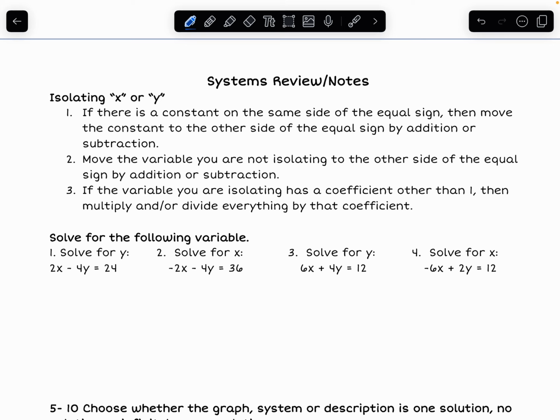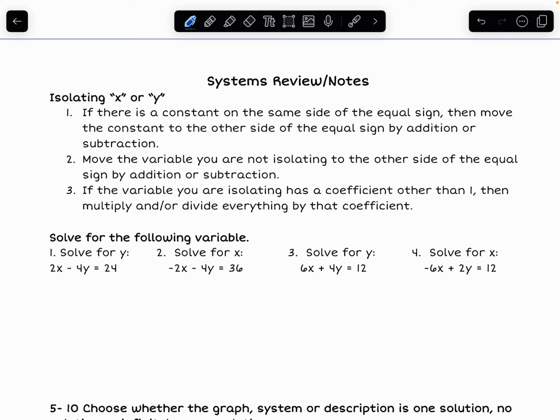If there is a constant on the same side of the equal sign, then move that constant to the other side using addition or subtraction. And then move the variable you're not isolating to that other side also. And then divide by the coefficient if it's something other than 1.